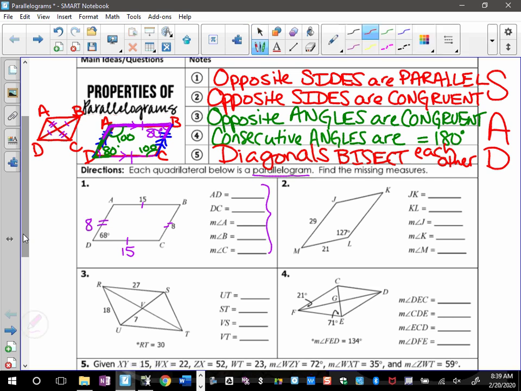I know my opposite angles are congruent, so 68, 68. And then to get angle A and angle C, I'm going to do 180 minus 68 because, again, those consecutive angles, so angles next to each other, should add to 180. And that's going to give me 112 degrees for those angles.